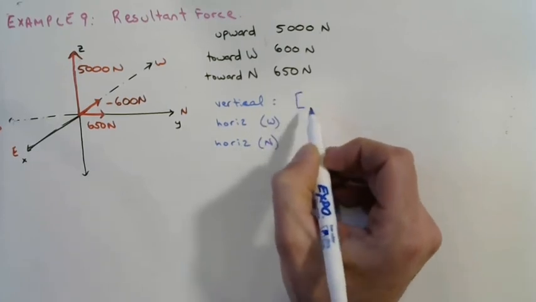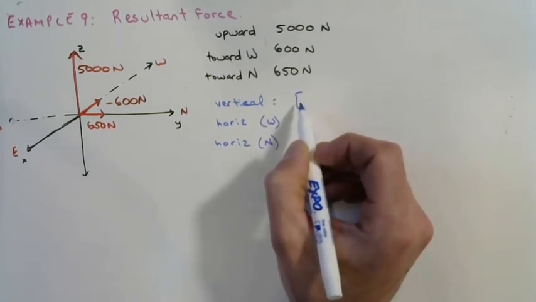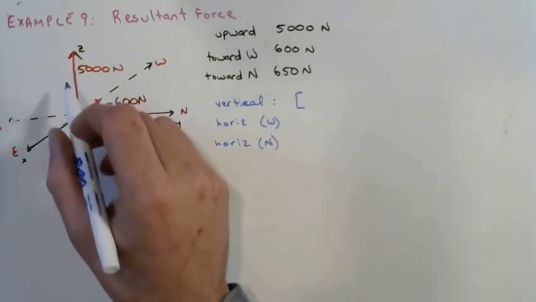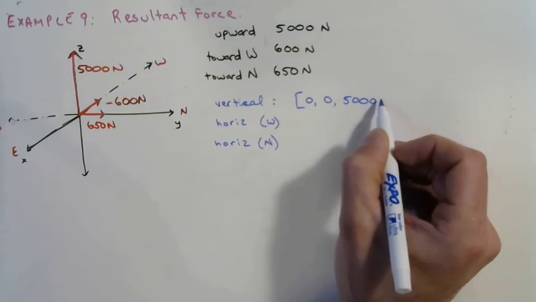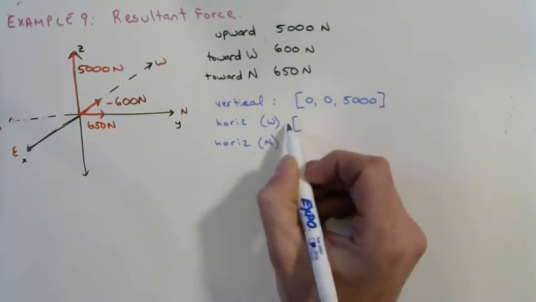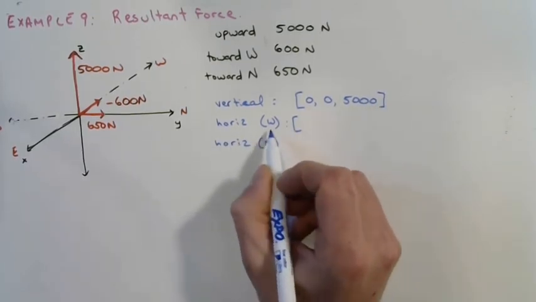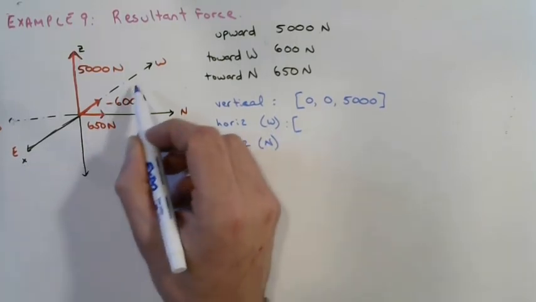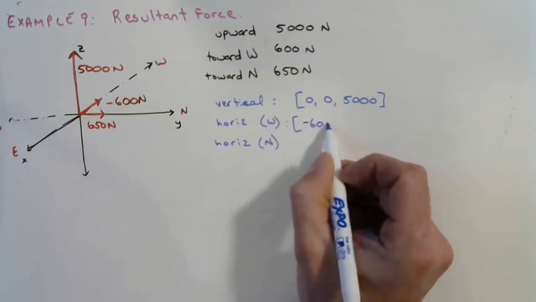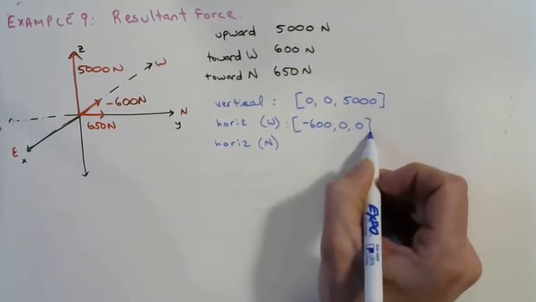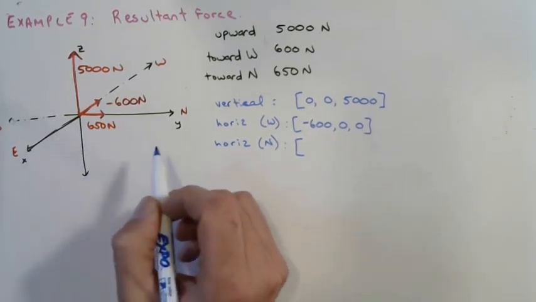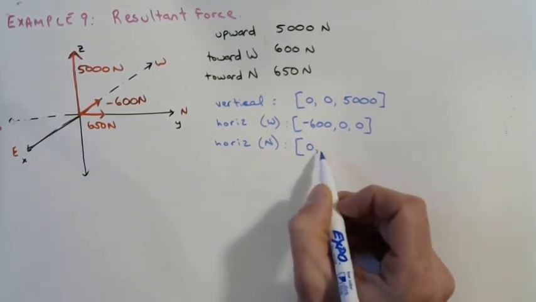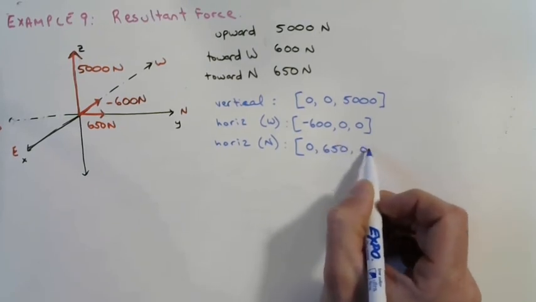The vertical vector would then be x, y, z. So we've got 0 in the x direction, 0 in the y direction, 5,000 in the z direction. This guy, the horizontal toward the west, sorry, is on the x-axis. So he's going to be negative 600, comma, 0, comma, 0. And our vector heading north is on the y-axis. He's going to be 0, 650, 0.